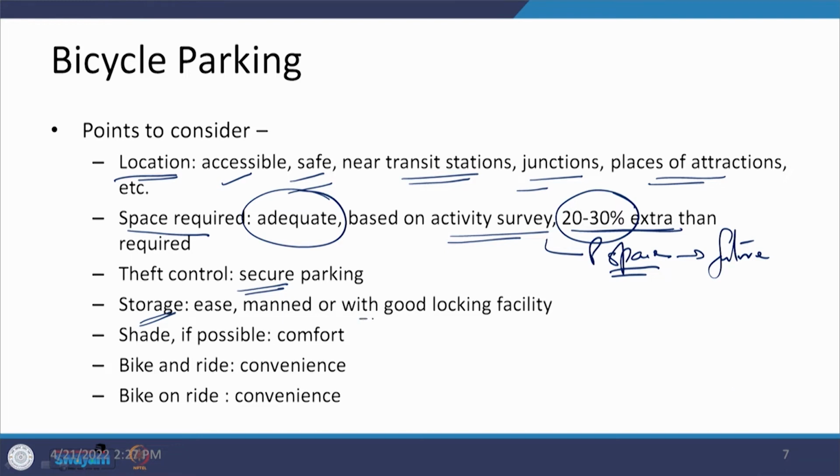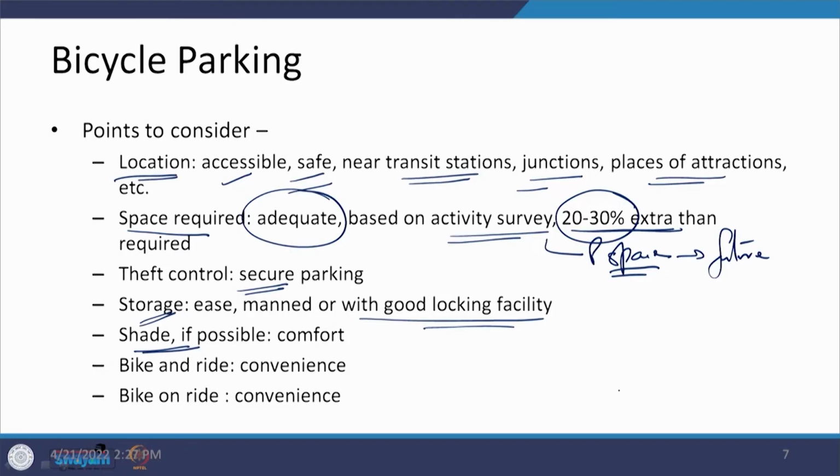So, there are many things which can be looked at in this particular direction also, and as you start providing different types of facilities, it becomes more user friendly, and there is a possibility of more people using bicycles in that area. If possible, can we provide shade in that area, which improves the comfort conditions when people are parking, and they are more relaxed, their vehicle, that is the bicycle, is not being exposed to sun and rain.